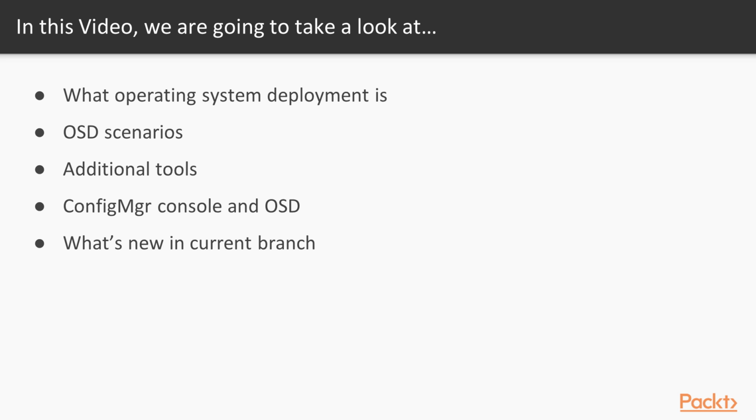In this video, we'll start by discussing OSD in general. What's it all about? We'll discuss the types of OSD scenario and the additional tools that are used to make it all happen. Then we'll get ConfigMgr specific. We'll have a look at the ConfigMgr console and see what configuration is required. Finally, we'll discover some important new OSD features in ConfigMgr Current Branch.